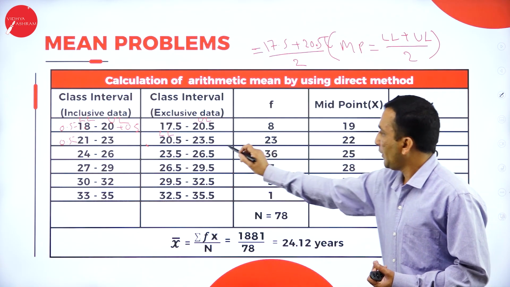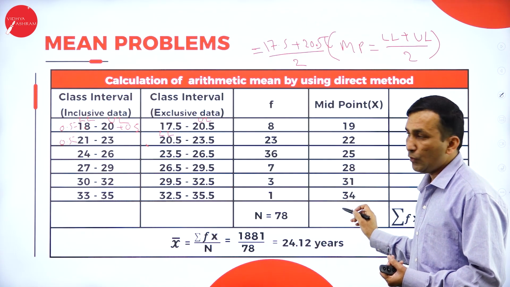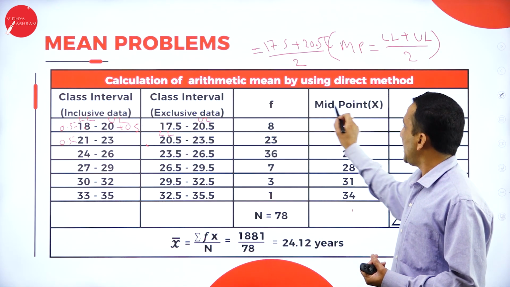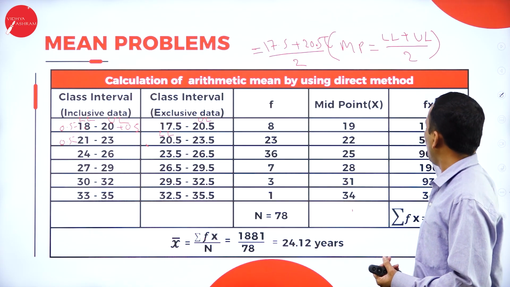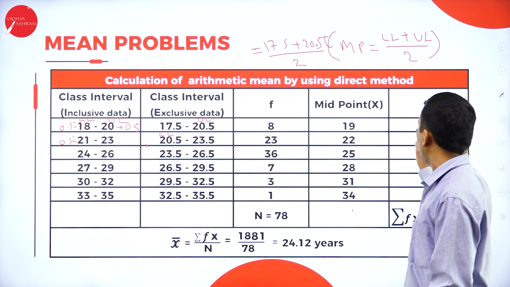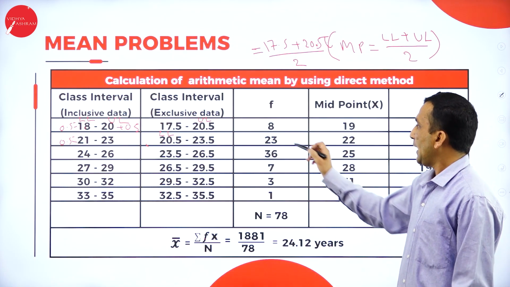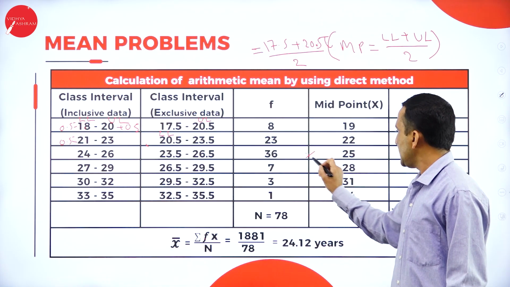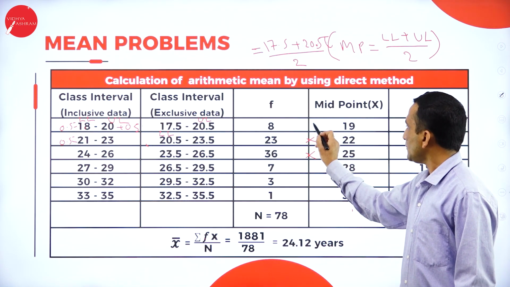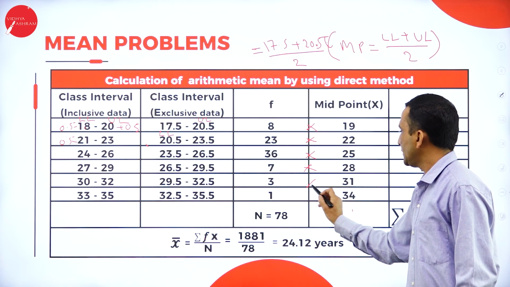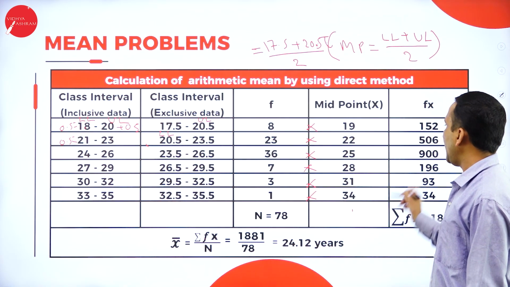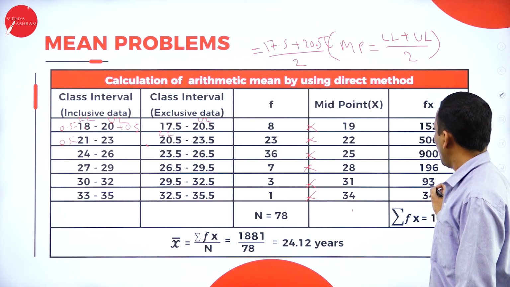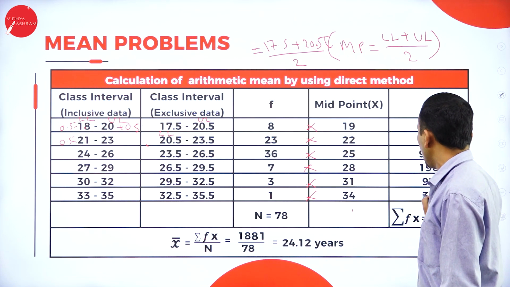So 22, all the midpoints. Once I have the midpoint value, according to the formula I need to multiply it with the frequency, f into x. Multiplying the first one, 8 into 19, gives 152, and 23 into 22 gives 506, and 36 into 25 gives 900, 7 into 28 gives 196, 3 into 31 gives 93, 1 into 34 gives 34.